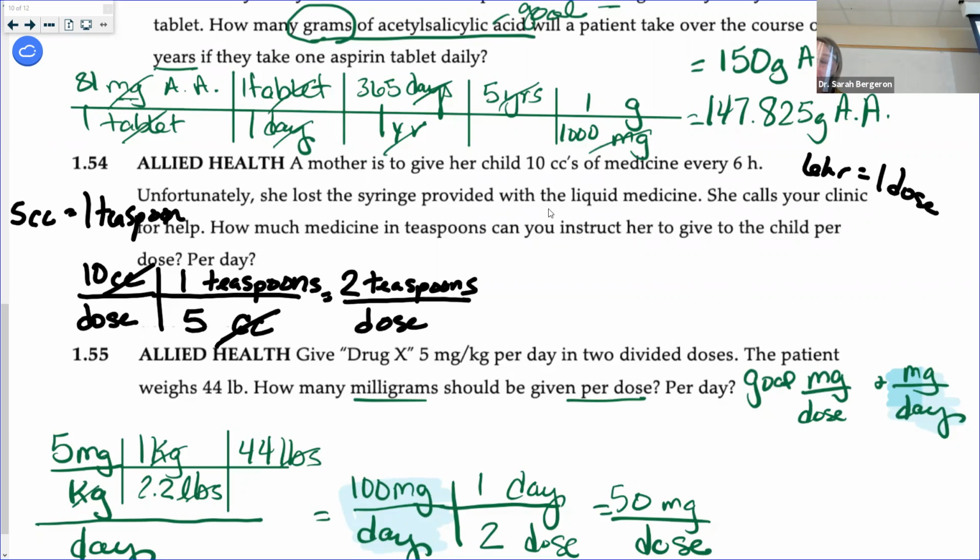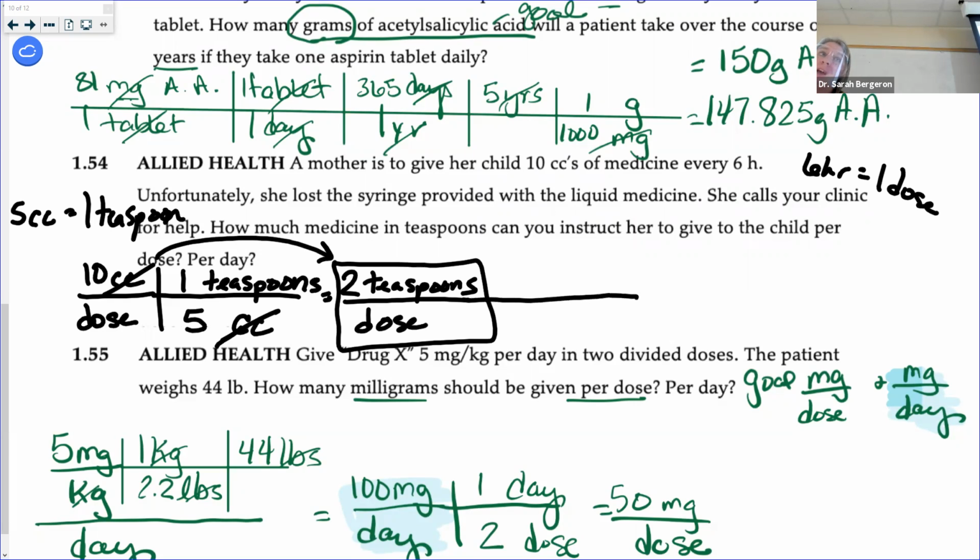Did I answer the first part of the question? Yeah, absolutely. So I'm going to box it in just so we know that this is an answer, right? So this is our answer to per dose. But we still have to answer something else. Maybe she spilled some of it and she wants to know if she has enough to get her through before the pharmacy opens tomorrow, right? That's kind of something important to know.